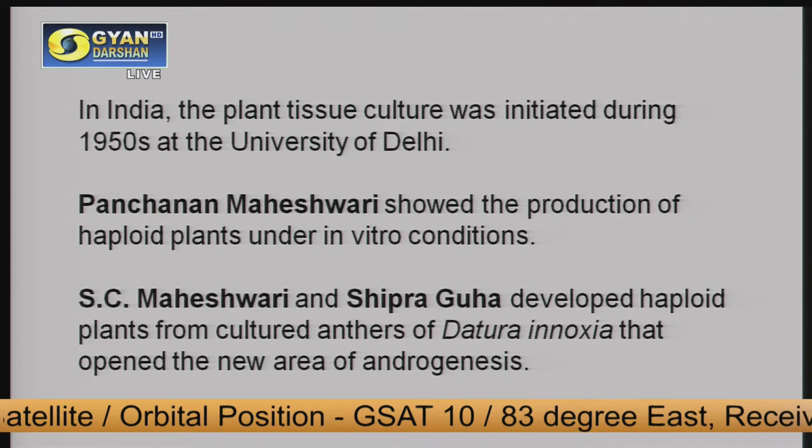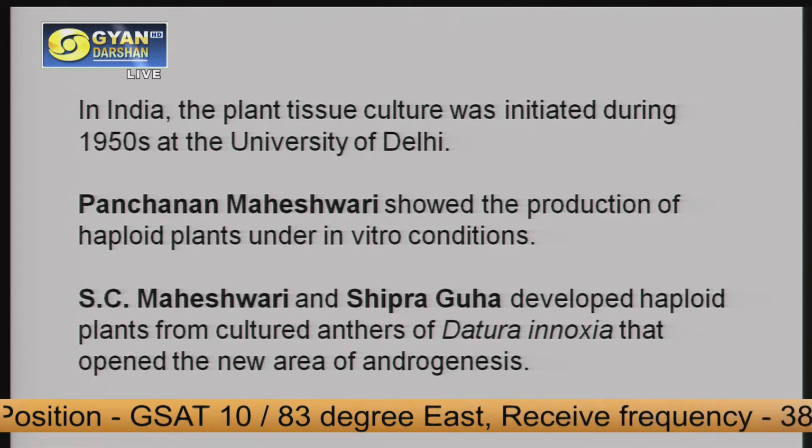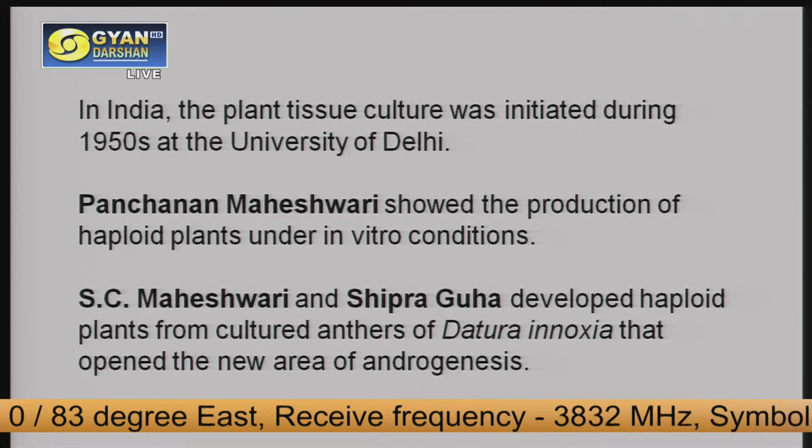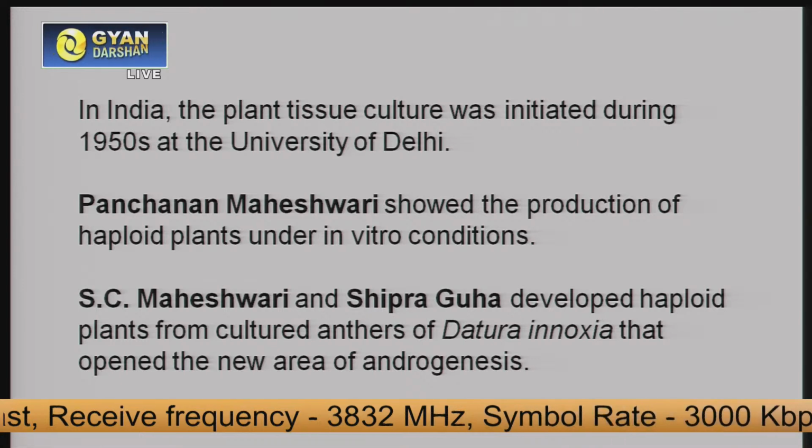SC Maheshwari and Shipra Guha also developed these haploid plants from cultured anthers of Datura innoxia that opened the new area of androgenesis. And mind that this is a very, very difficult technique, that is getting a haploid plant from anther or pollen culture, and they did it long way back. So the first technique that was standardized in India was the haploid culture technique or generation of haploid plants. I will come to anther culture or pollen culture in course of my further discussions.